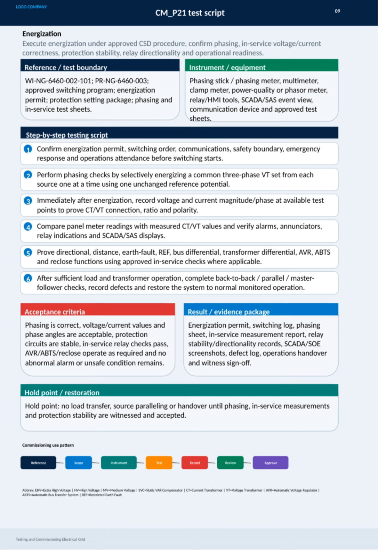Our acceptance criteria are clear. Phasing must be correct, voltage and current values and phase angles within acceptable limits, stable protection circuits, successful in-service relay checks, and no remaining abnormal alarms. The result package compiles all necessary approvals, measurements, records, and operational handover documentation.